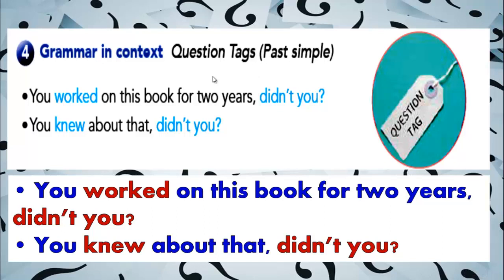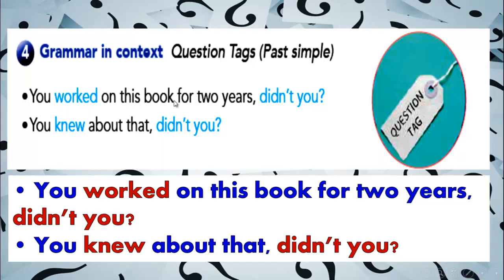Yes, that's right. Here we have to use the helping verb in the past simple, did. And if you find the sentence in the positive form, change it into negative. And the opposite, when you find it in the negative form, change it into the positive form. And you change the subject into the pronoun. And if you find the pronoun, do not change it, like the first sentence.